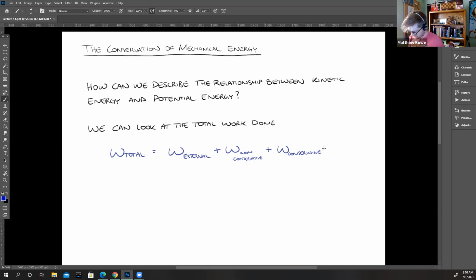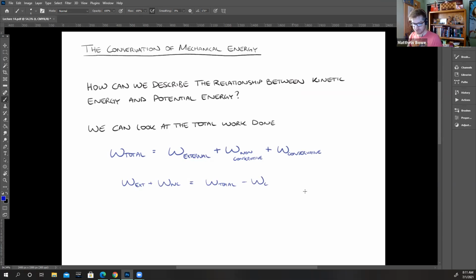So I'm going to just rearrange this equation a bit to make it easier for the next couple of steps. We're going to say the work external plus the non-conservative work is equal to the total work minus the work that is conservative, sorry.